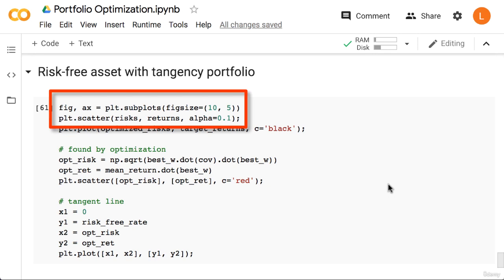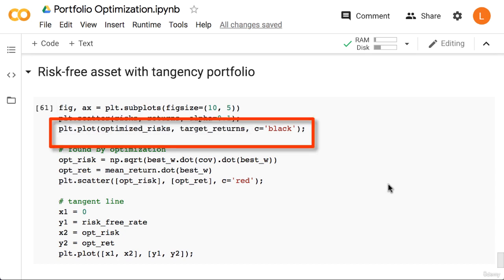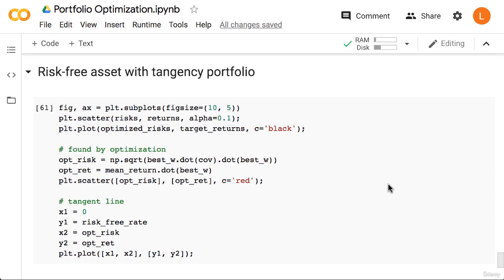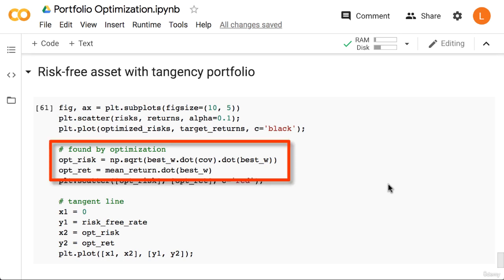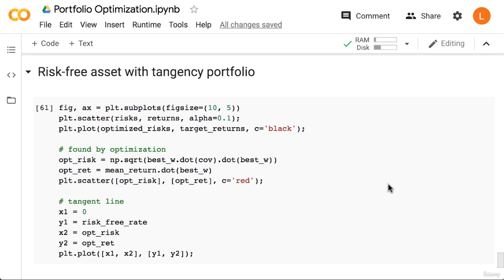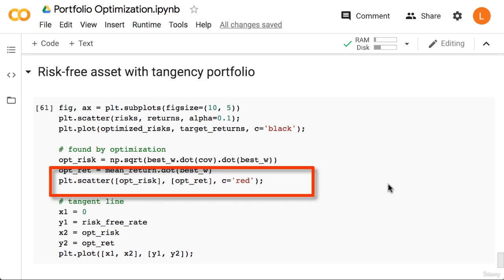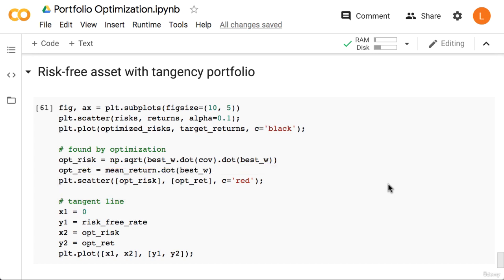First, we start out by again drawing all the random portfolios, which will fill up the inside of the Markowitz bullet. Next, we draw the efficient frontier using the color black. Next, we plot the Tangency portfolio, which is the portfolio with the maximum Sharpe ratio. As you recall, we save the weights for this portfolio in a variable called best W. We can use best W to calculate the corresponding risk and return, which we will call opt risk and opt ret. Next, we draw a scatter plot with this single point, and we will color it red.